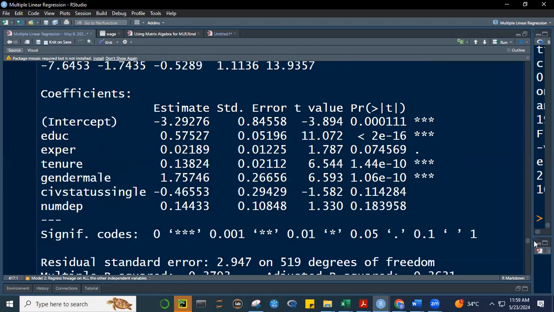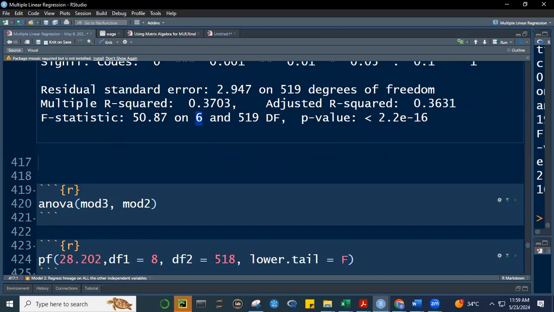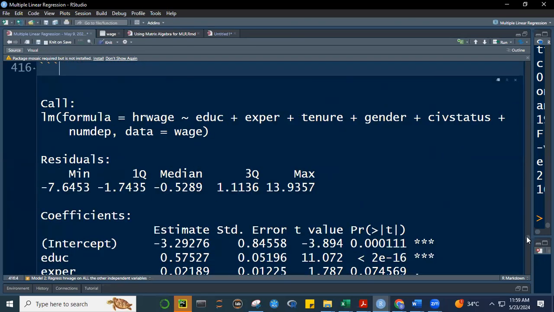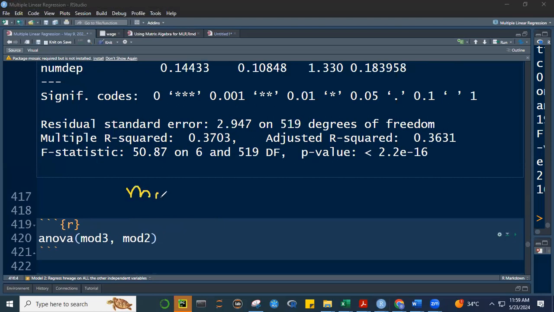Now, which is better, model 2 or model number 3? Is there a statistical test for that? Yes, there's a statistical test for that. So let's take a look at this quickly. Model number 2 has how many predictors? Model number 2 has 7 predictors. Model number 3 has 6 predictors.